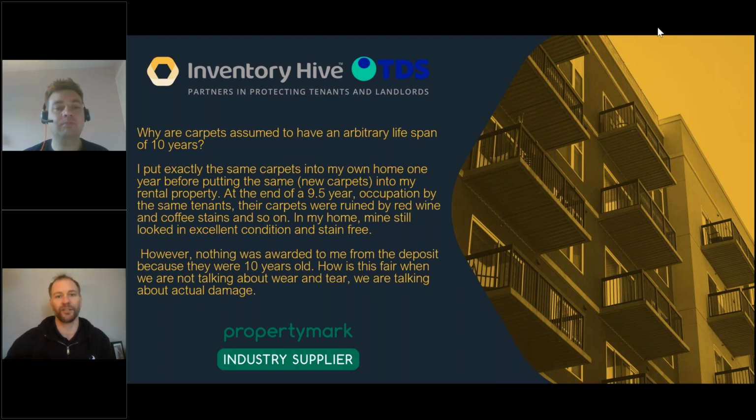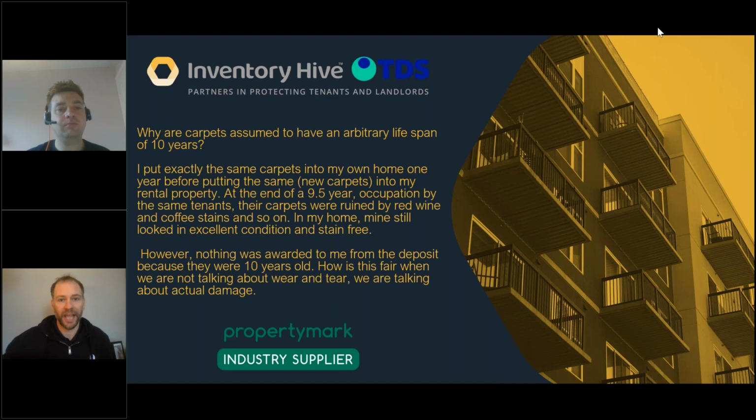So what an adjudicator has to do is to work out the value of an item, because in order to claim from the deposit, a landlord will have to show that the tenant has breached the terms of the tenancy agreement and that the landlord has suffered loss. Now, in this case, obviously I haven't seen the evidence, and I'm only going on what's being told to me, but there were stains from red wine and coffee on the carpets. Well, this would be damage.